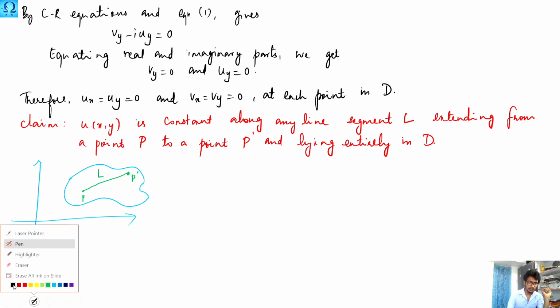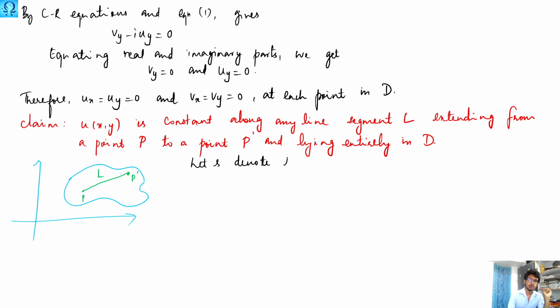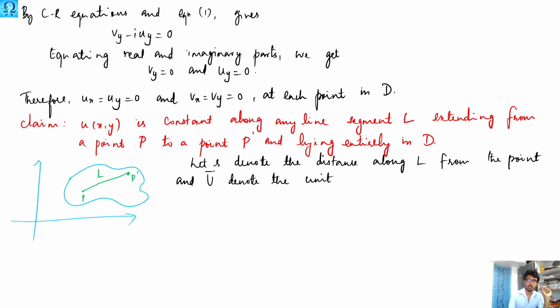So having considered these things, we move further. Now let S denote the distance along L from the point, and let big U denote the unit vector. So actually this big U is a vector. So the unit vector along L in the direction of increasing S.